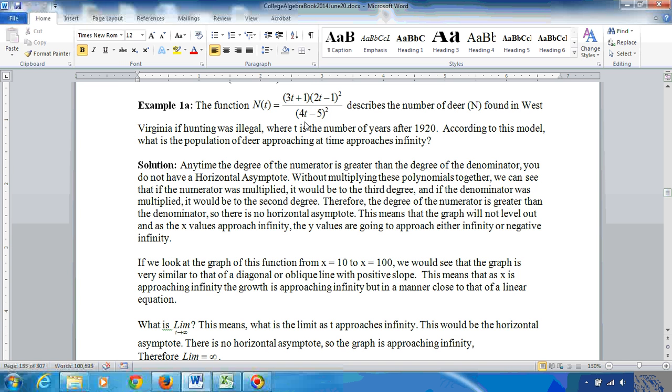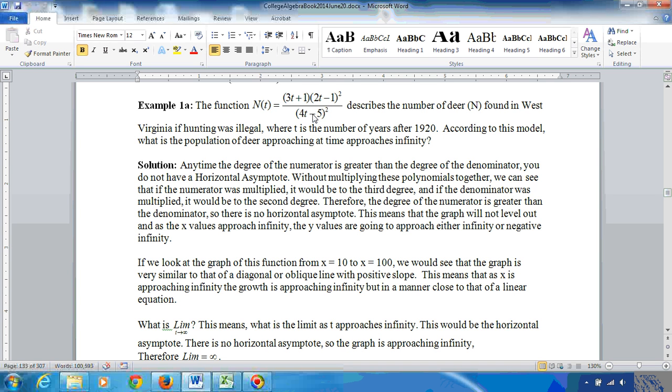On the second one, when you take the 4t and square it, you get 16t squared. So it's a second degree polynomial on the bottom. And when the degree of the numerator, which is 3, is larger than the degree of the denominator, which is 2, then you do not have a horizontal asymptote. Well, if you don't have a horizontal asymptote, then the graph goes to infinity.